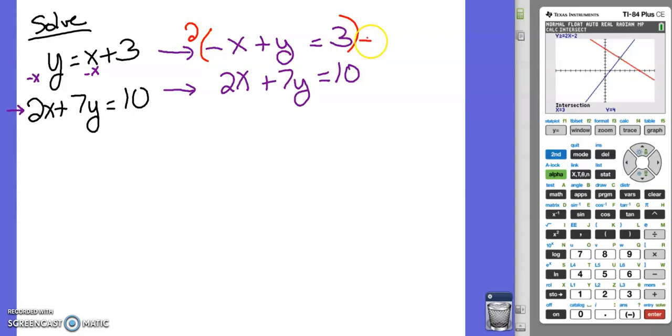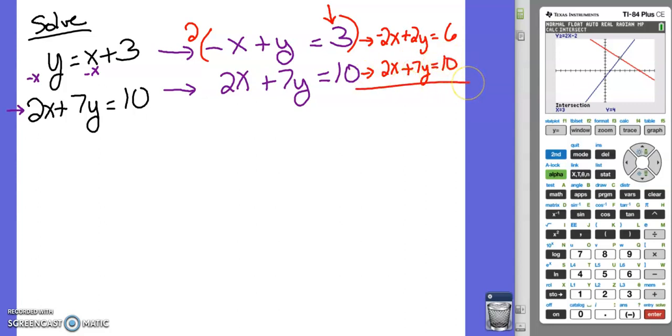So this equation now becomes negative 2x plus 2y equals 6. Don't forget to multiply that. That's a common mistake students make. Make sure you multiply everything by 2. And again, this one I'm not touching.